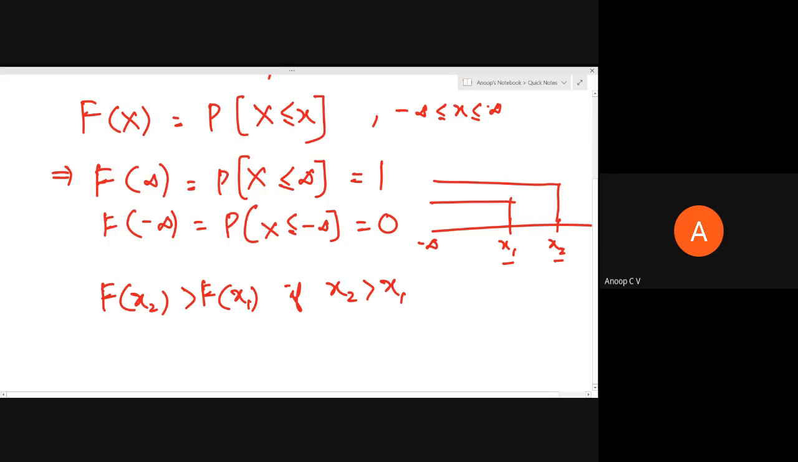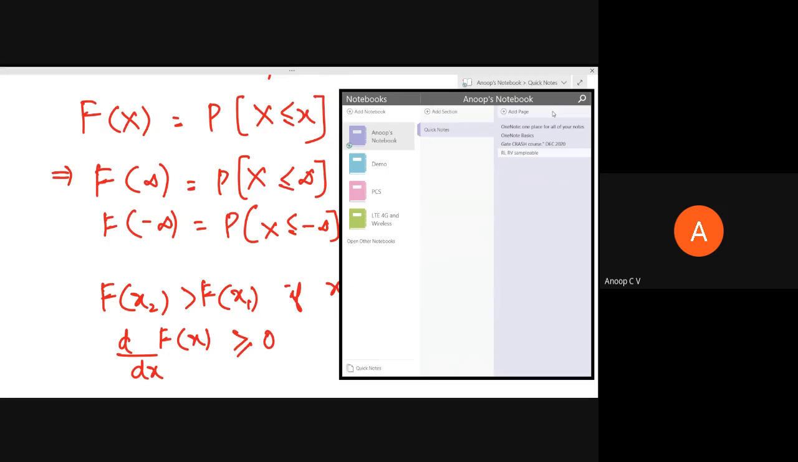So these are the properties. Maybe not in GATE, but in some other competitive exams you may get straightforward questions like this from these properties, so please do note it down. And one more thing, the slope of this cumulative distribution function, that is d by dx of F of x, will always be greater than or equal to 0. So these are some of the properties of the probability distribution function. What we have seen is that the probability distribution function is the probability that a random variable takes a value less than or equal to x.